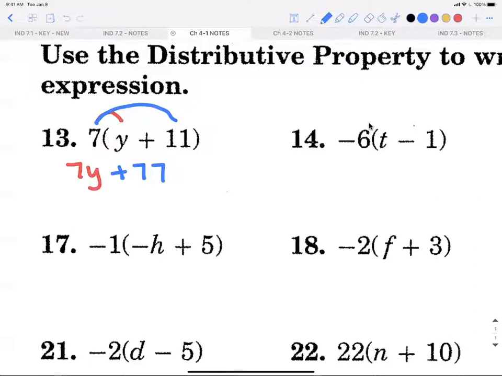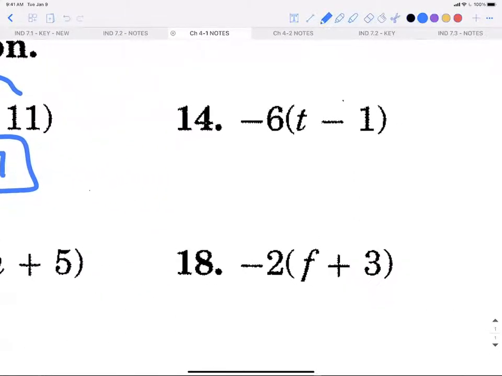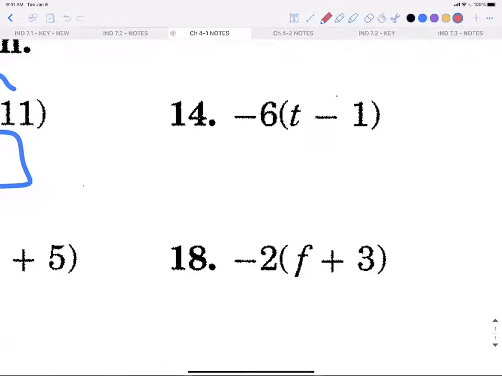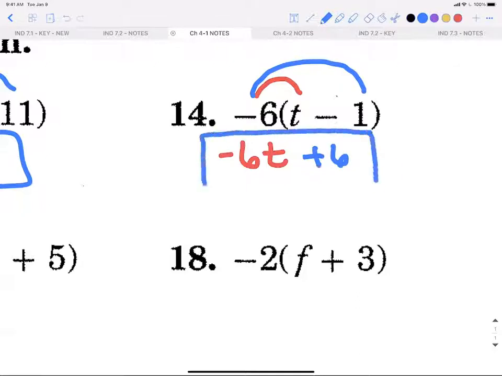And this is why I said I think this bottom half is actually easier, because you can't combine a y and a constant because they're not like terms. So you're done. Okay, if you use number 14 as an example here, same steps: -6 times positive t is -6t. And then -6 times -1, negative and a negative goes positive, so it's +6. And again, we've got a t and one without a t, so we can't combine them, so that's just your answer. Yes?